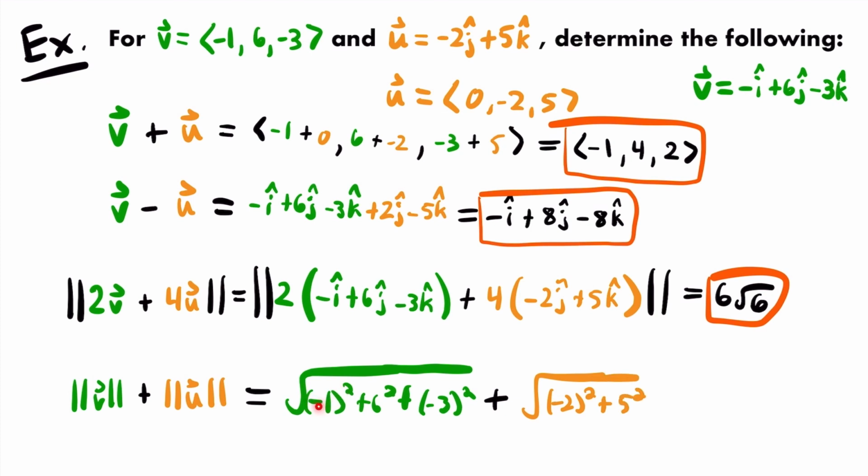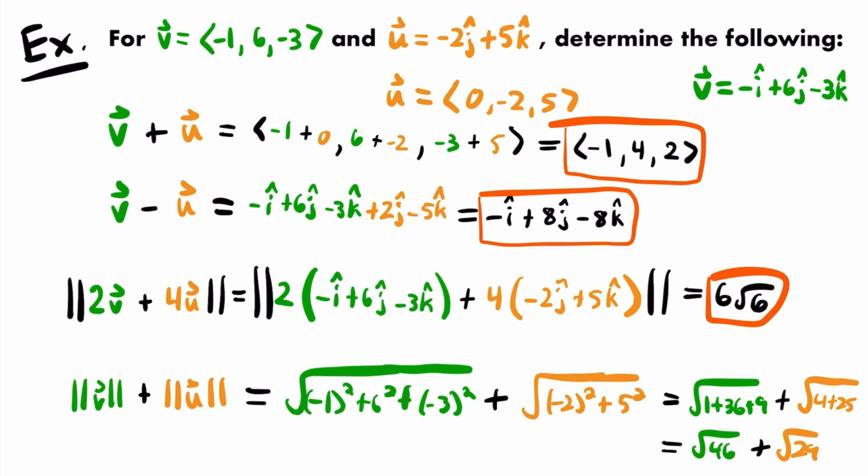All right, now negative 1 squared is 1, 6 squared is 36, and negative 3 squared is 9. So this is equal to the square root of 1 plus 36 plus 9. And then we're adding that to the square root of 4 plus 25, right? Negative 2 squared is 4, 5 squared is 25. So we have 4 plus 25. Now, 1 plus 9 is 10, plus 36 is 46. The square root of 46 doesn't really simplify any further, so this is just going to be equal to the square root of 46, and then we'll add that to this square root, which is the square root of 4 plus 25, which is 29, and so we have the square root of 29 for the magnitude of vector u.